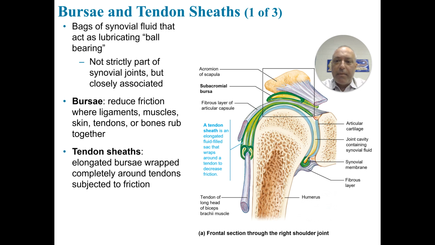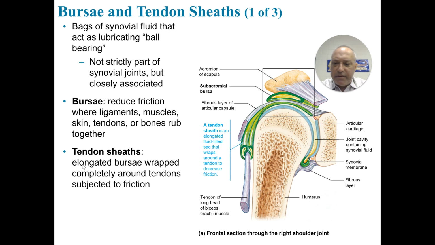So there are bursae and tendon sheaths. I mentioned a little bit about this, but the bursae are little balloons, and so here's a subacromial bursa, right below the scapula acromion. And let's see, that's the only bursa we have here. So the purpose of the bursae is to reduce friction where ligaments, muscles, and skin are present. So whenever something rubs together, a bursa will be present to reduce that friction.